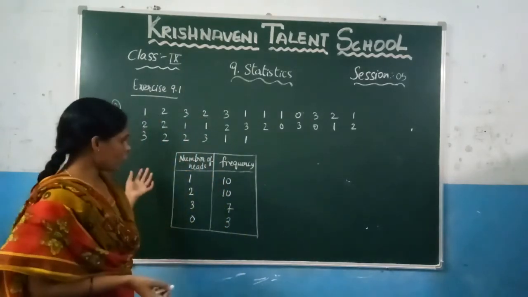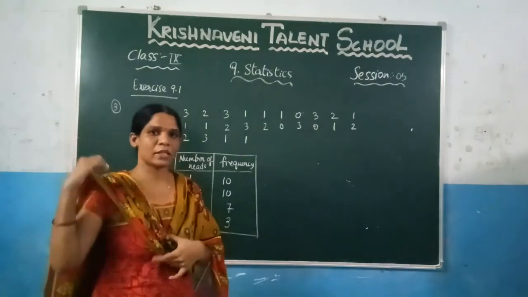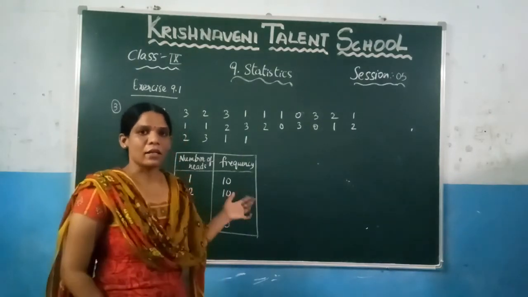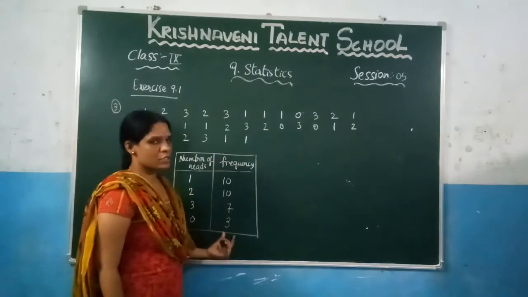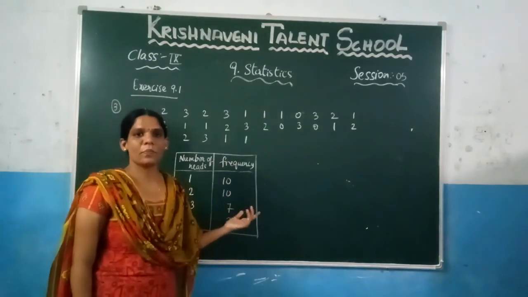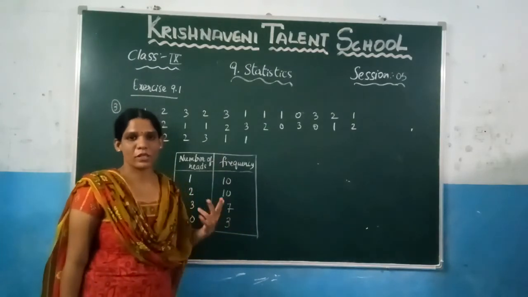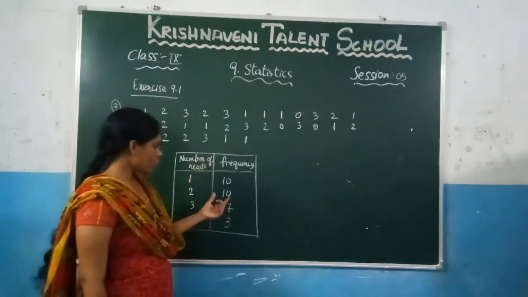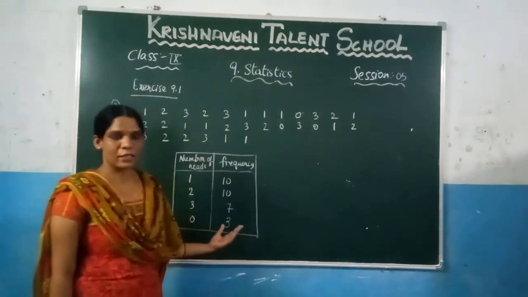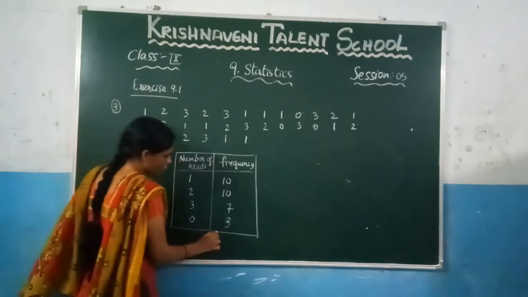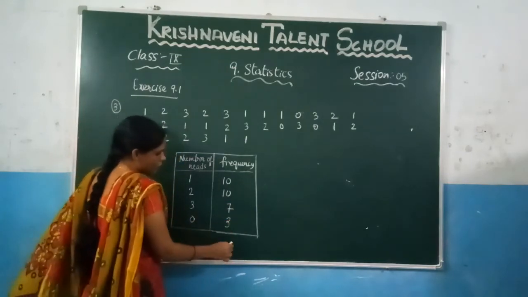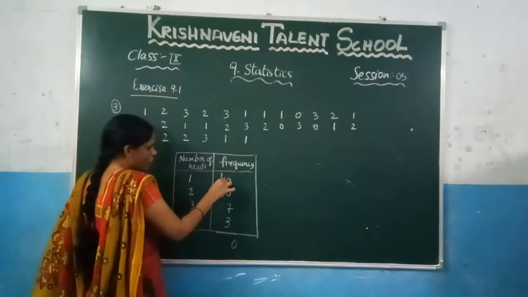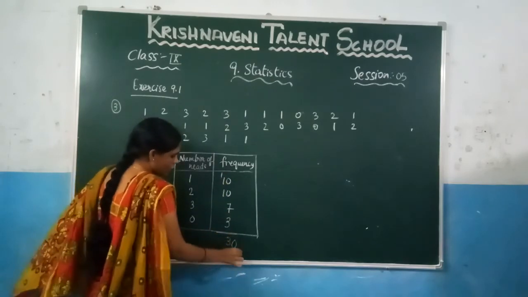Now again, if you want to check whether we may have forgotten any of the data, you need to find the sum. How many times was the coin tossed? 30 times. So you need to get the answer as 30. Let us see whether we are getting 30 or not. 7 plus 3 is 10, plus 10 plus 10, which gives you 30.